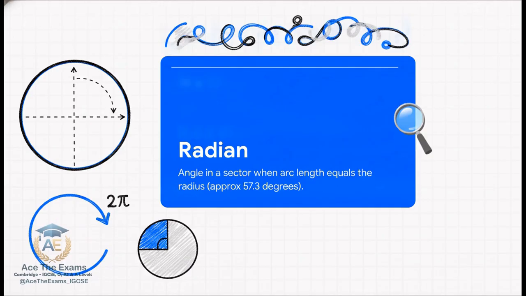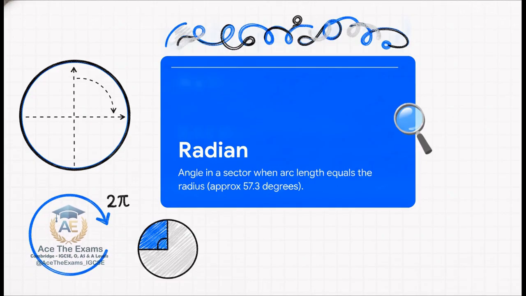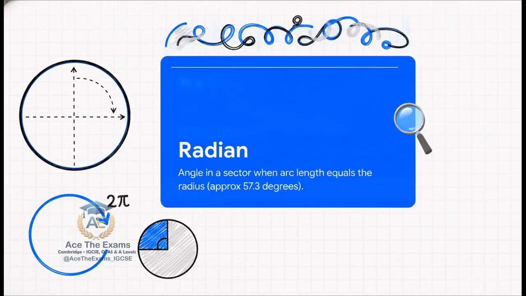Simply put, 1 radian is the angle created in a sector when the arc length is exactly equal to the radius of the circle. And since the circumference of a full circle is 2 pi times the radius, that means there are exactly 2 pi radians in a full 360-degree revolution. To put that into perspective, 1 radian is roughly 57.3 degrees.